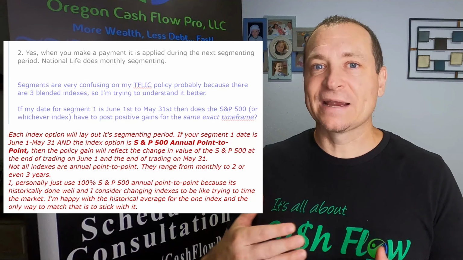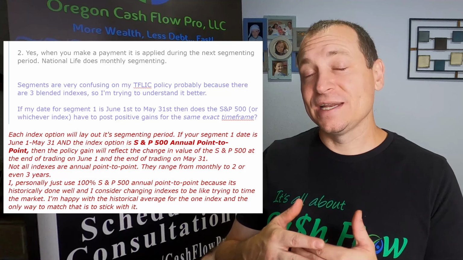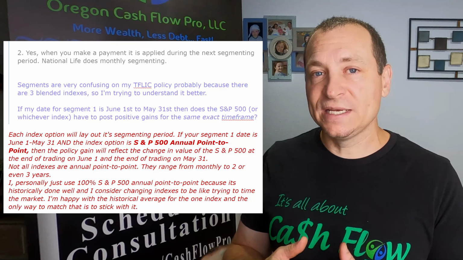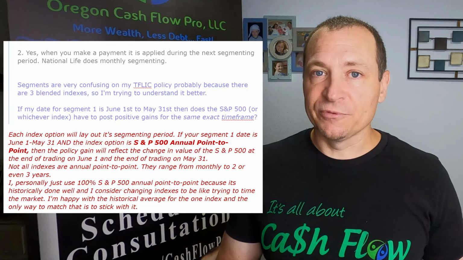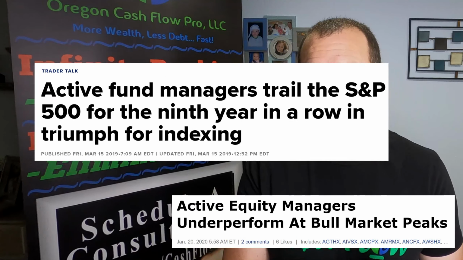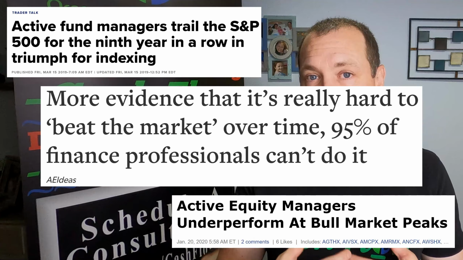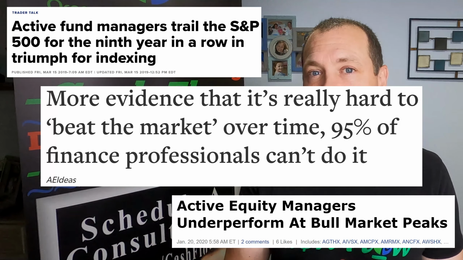You're usually reacting to whatever happened the previous year. You're not necessarily going to be changing into an index option that will perform favorably the next year. You've got to be real careful about jumping around with those indexes. The S&P 500 over its historic average has done very well. In fact, most fund managers don't even keep up with the S&P 500 average. I'm pretty happy with the average, but the only way you're going to get the average is if you stick with that year after year. So that's my philosophy. You're certainly welcome to do what you want with your policies, but that's how I view using those indexes.